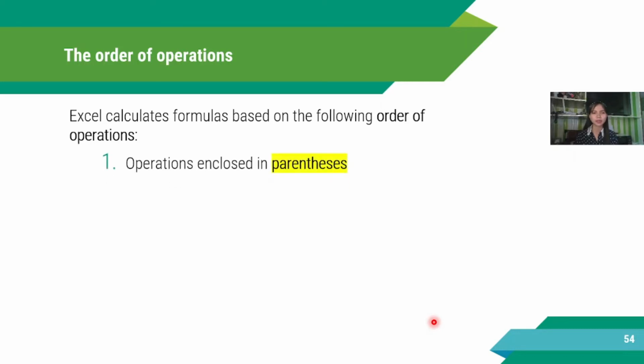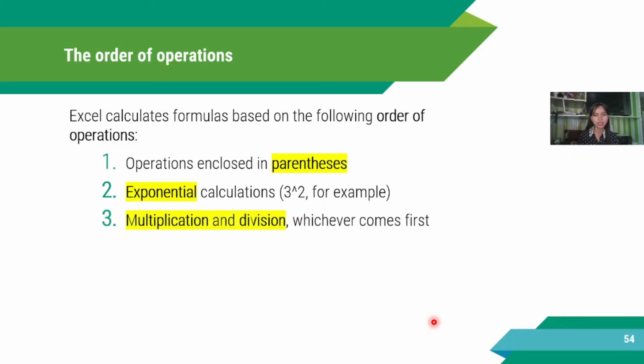Number 1, operations enclosed in parentheses. So, parentheses first. Pinakauna dyan class, if gusto niyo i-priority ang formula, or una siya i-basahan sa Excel, dapat enclose siya og parentheses. And then, the second one is the exponential calculations. So, 3 to the power of 2, 3 to the power of 4, for example.